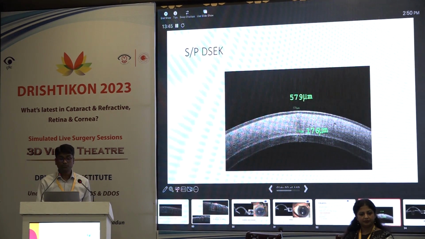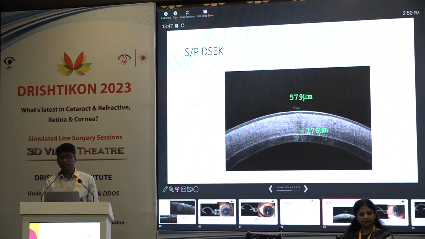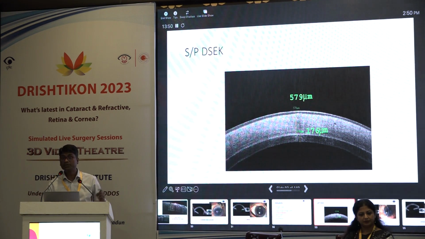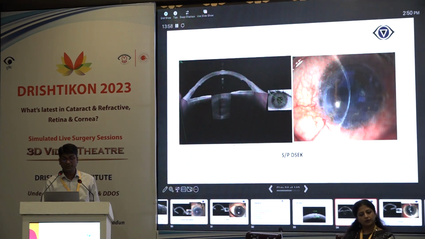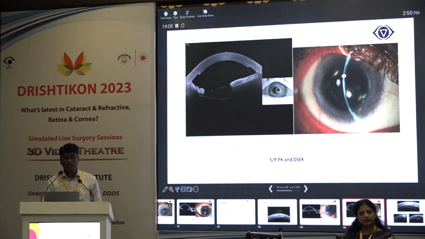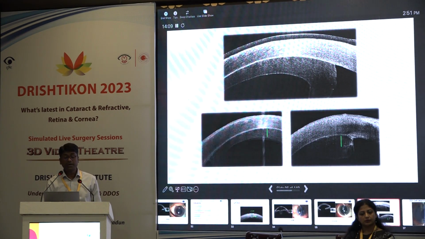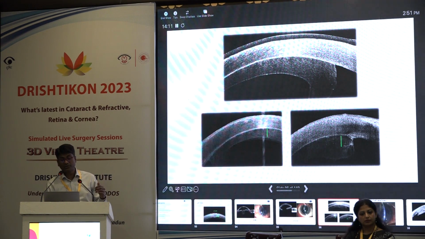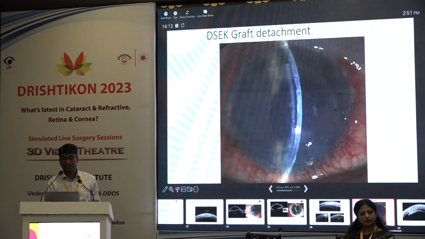In transplant, suppose you have done a DSAEK, you can see what the thickness of your DSAEK button is, because it's important. If you have a rejection, the first sign will be an increase in the thickness of this lenticule. So you can pick up the rejection early and treat it well. This is a patient again who had DSAEK followed by PKP. In the anterior, you can see very nicely from angle to angle the whole of your graft. Sometimes you have an irregular thickness or dissection, that also can be picked up by this.